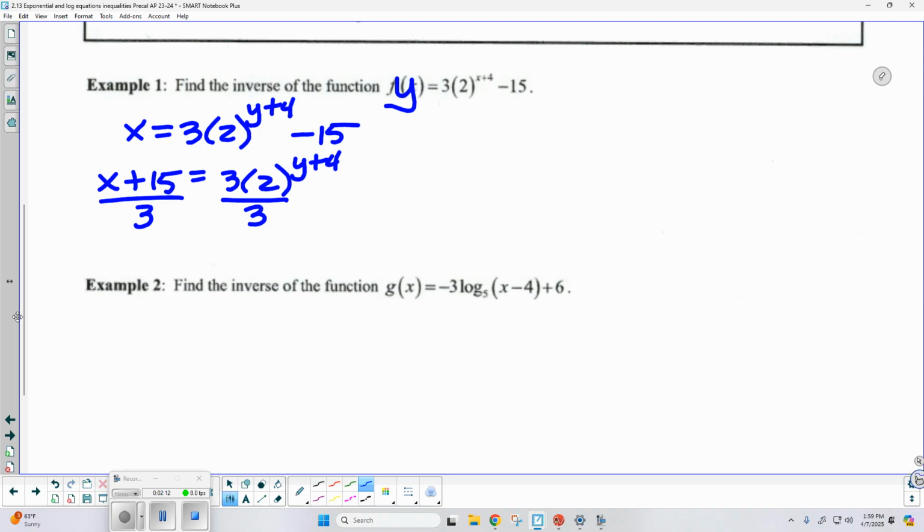Now I'm going to break it apart on the left side. If you want to leave it as x over 3, that's fine. I'm going to go ahead and say 1/3 x plus 15 divided by 3 would give me 5 equals 2 to the y plus 4. Now that that exponential is completely isolated, this is when I'm going to change it to a logarithm. Okay, who can tell me what the log equivalence is?